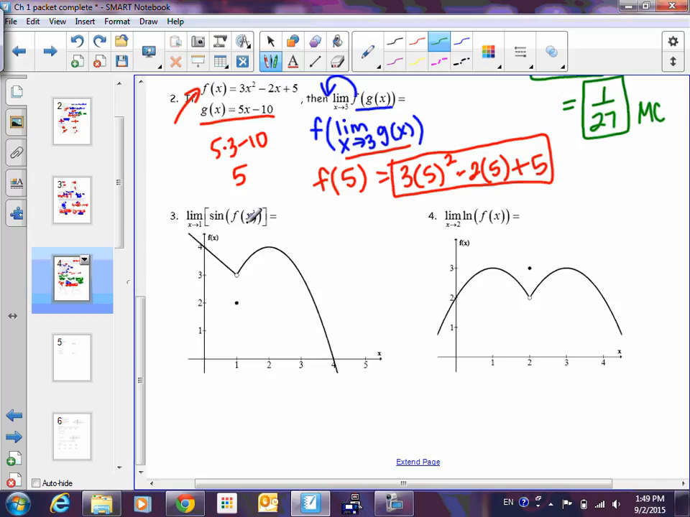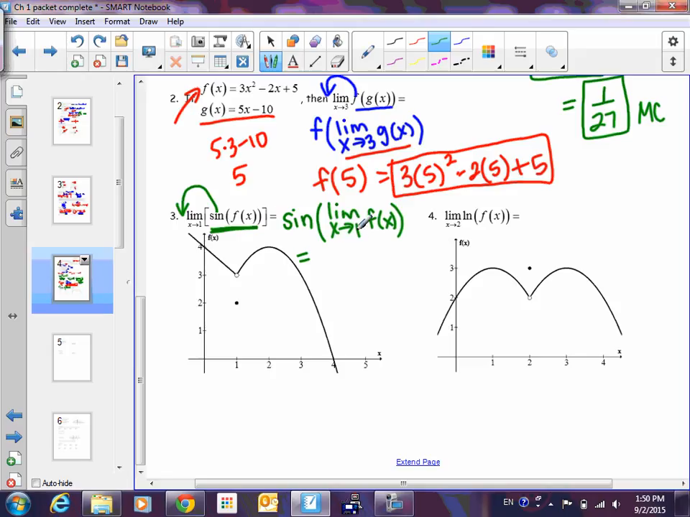Okay, so number 3, we have the limit as x approaches 1 of sine of f of x. We cannot just immediately plug in the 1. This is a function composition. One of the functions is just f of x, the other one is actually sine. We have to use this property. We have to move sine out to the front. If you don't do that, you're going to end up getting the wrong answer. I mean, you could always luck out and get the right answer, but it's not going to be the same process. So we move that sine out to the front, and what we focus on is the limit of the inner function.